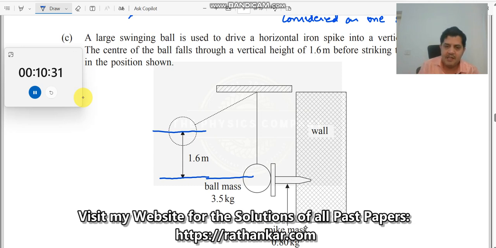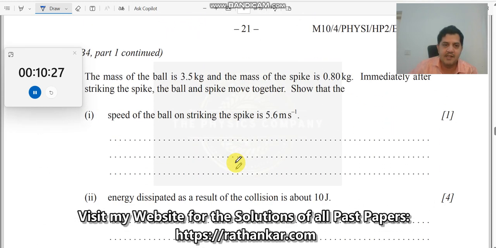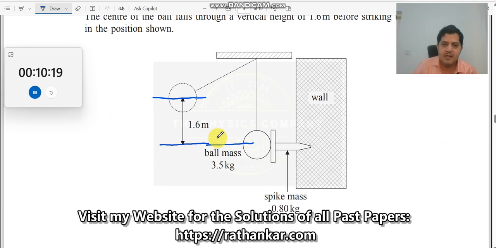The spike mass is given, the ball mass is given over here, right? And then what is he asking here? The mass of the ball is 3.5 kg, mass of the spike is 0.8 kg. Immediately after striking, the ball and the spike move together. The moment it comes and hits this one, both of them start moving together. Maybe it will move for some time. At least by doing this, it will be nailing the nail into the wall by a certain distance.